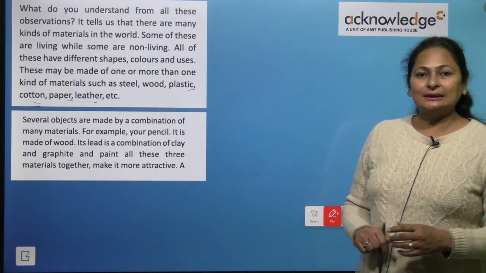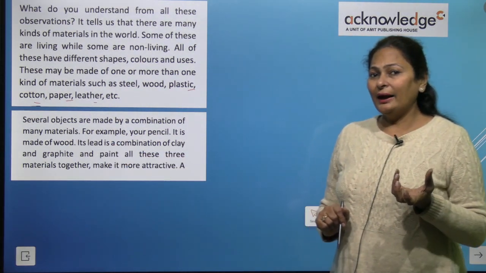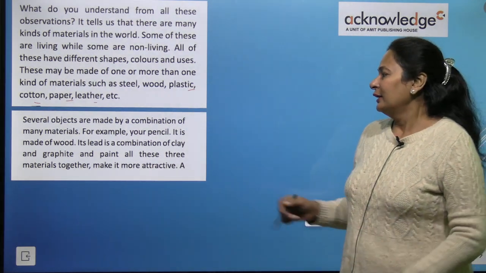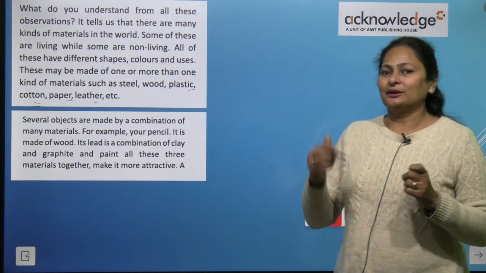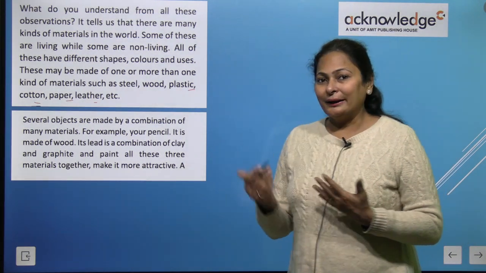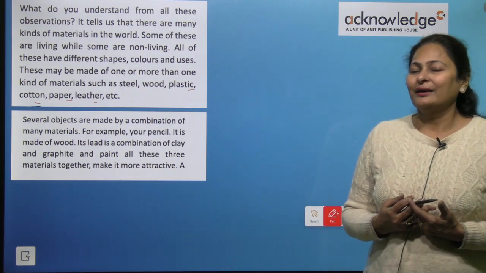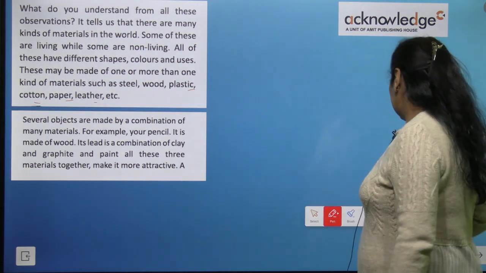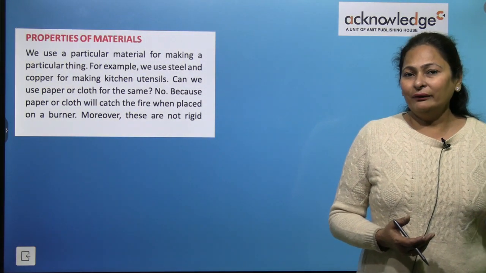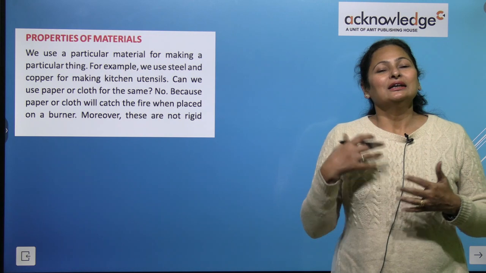Let's see. Take the example of a pencil. It is prepared with wood and the lead is a combination of clay and graphite. Paint is also there, like your pencils are so colorful, so it is painted with colors. So again it is a material. So all together, these materials made what? It made your pencils, right? So similarly, things are made up either with one material or with a combination of different materials.